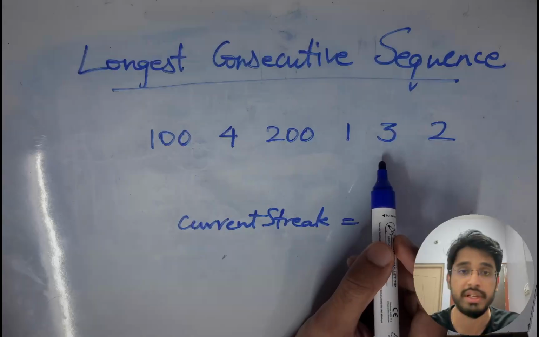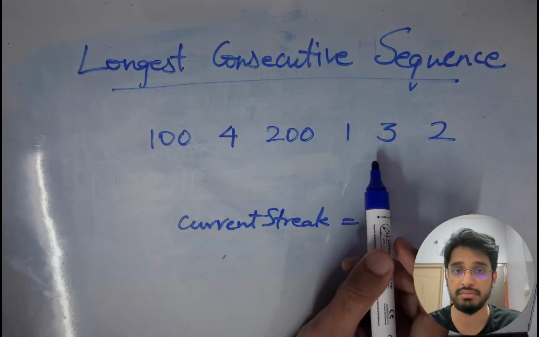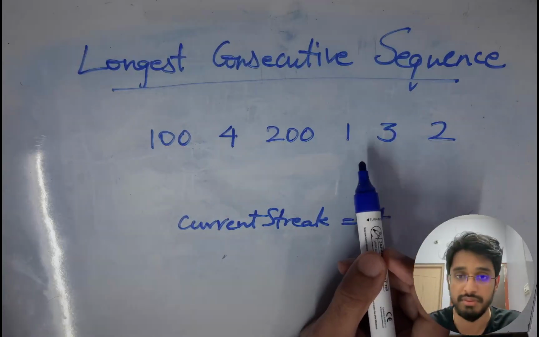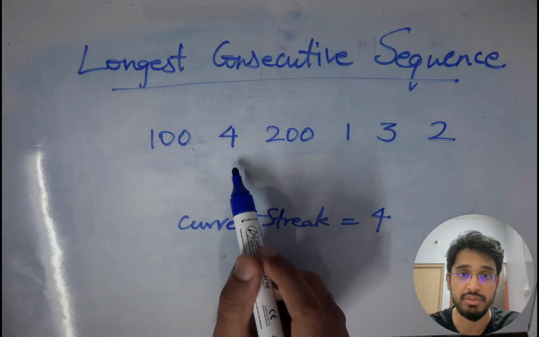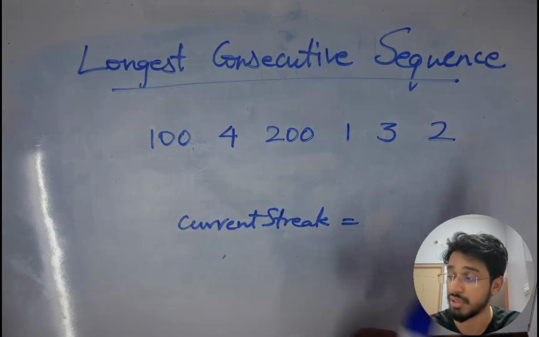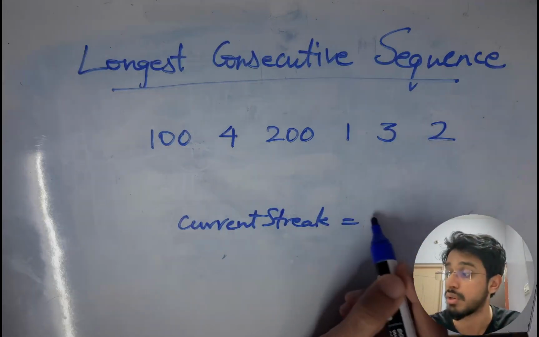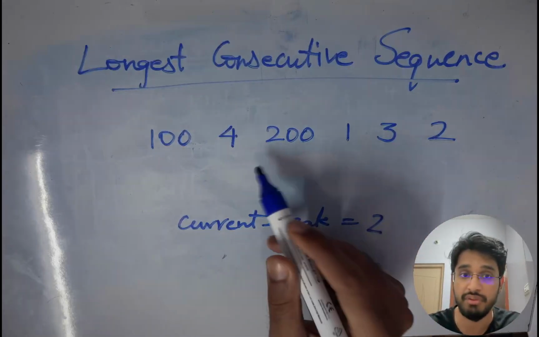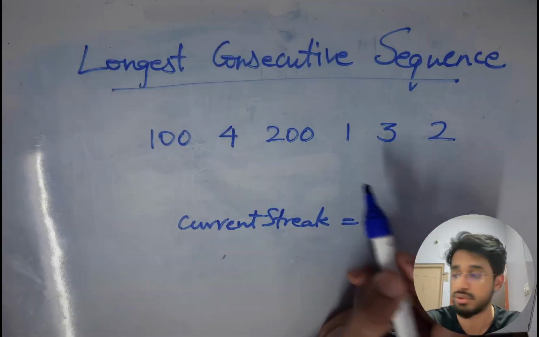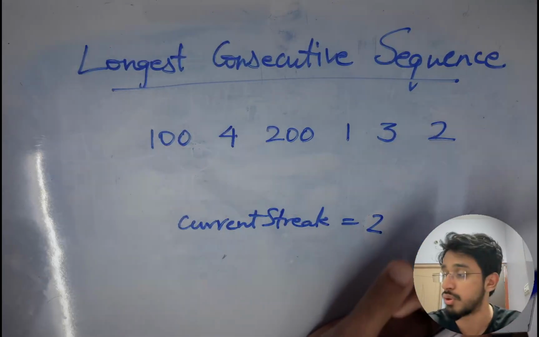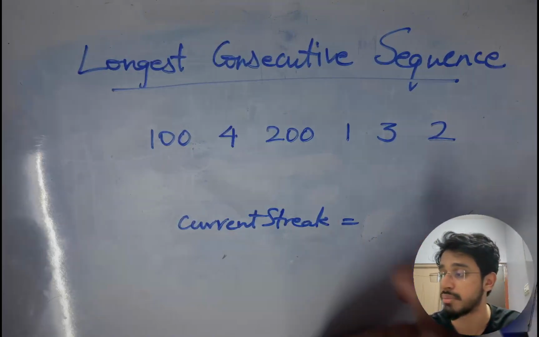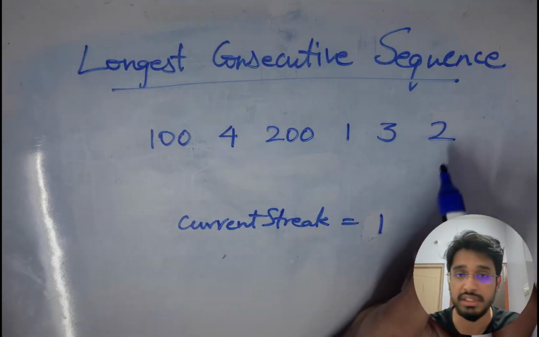Now we go to the next index, that is 3. Do we have any variable that is 4? 3 plus 1 is 4, so 4 exists over here. Then we increase the streak. Previously it was 4, we need to reset it back to 1, so now it becomes 2. Now after 4, is there any 5? There is no 5, so we don't do anything. We just reset the streak back to 1 and then move to the next iteration, that is 2.